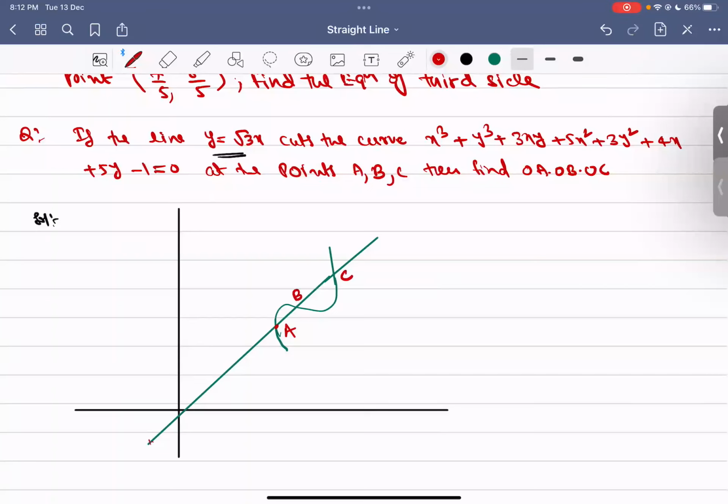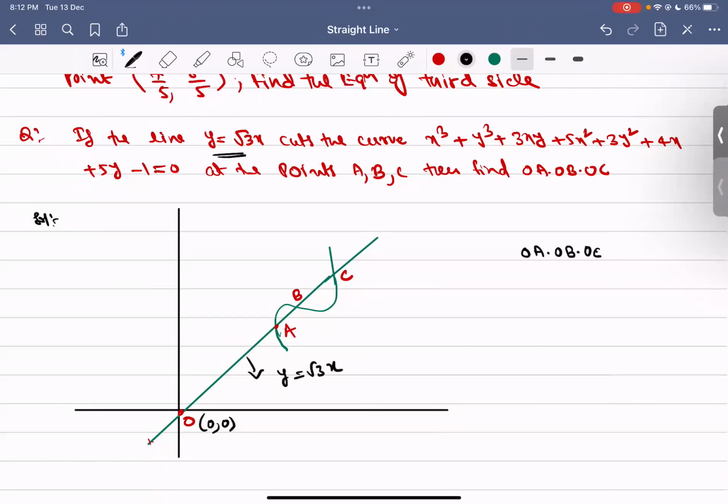So our line passes through the origin, and it intersects the curve at A, B, C. Then it is being asked to find the OA distance into OB distance into OC distance, the product of the distances. The fixed point given is the origin (0, 0), and this is the line y is equal to root 3x.